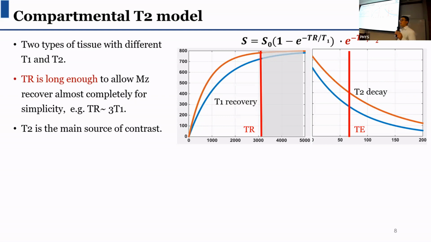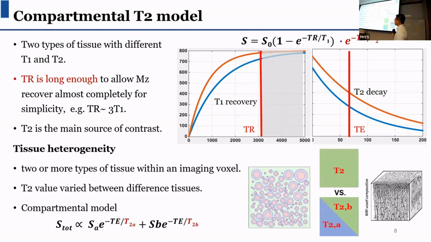In the topics of diffusion imaging and functional imaging, which I'm going to introduce later, the TR time is always selected to be long enough, like 2,000 or 3,000, or even 5,000 milliseconds. That means we can ignore the contribution from the T1 effect in my later materials. Then the remaining factor, T2, is the main source of contrast, which we are going to deal with.